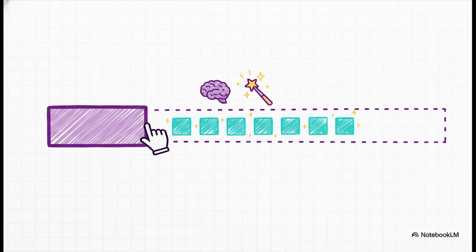The solution is Generative Extend. You can literally just grab the edge of the clip and drag it to make it longer. The AI analyzes the last few frames and then generates brand new, seamless frames to extend the shot. I'm telling you, it feels like actual magic.